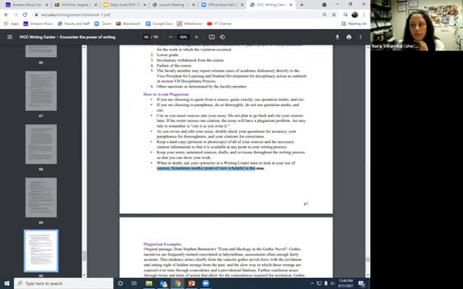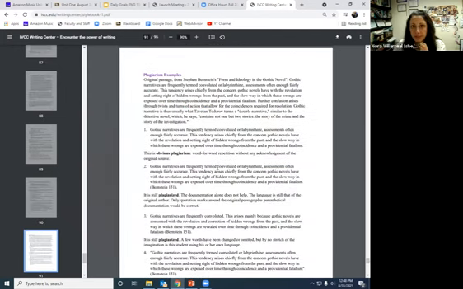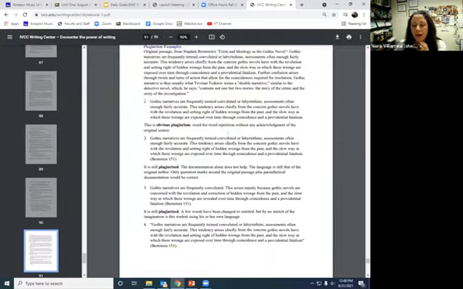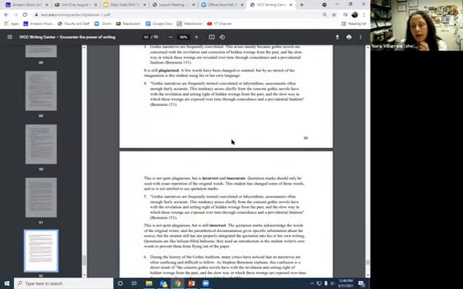Now, I don't want to go through and read these plagiarism examples to you because it would take forever, but I do strongly recommend that you read them really thoroughly because they're excellent examples of how plagiarism can sometimes be extremely obvious and punch you right in the face. And sometimes plagiarism can be much more subtle and harder to detect.